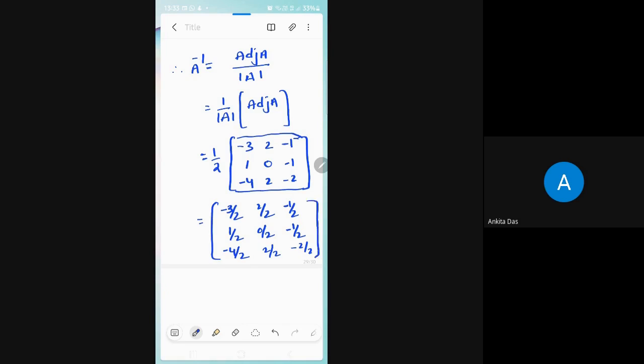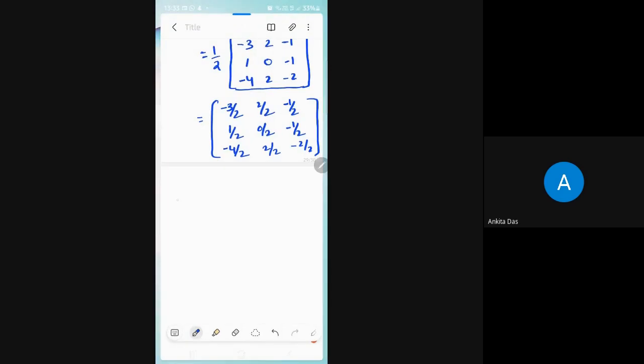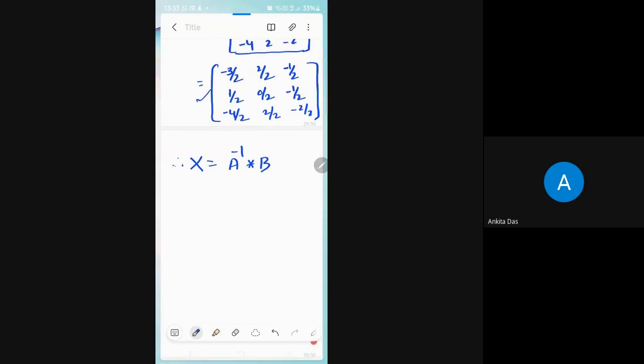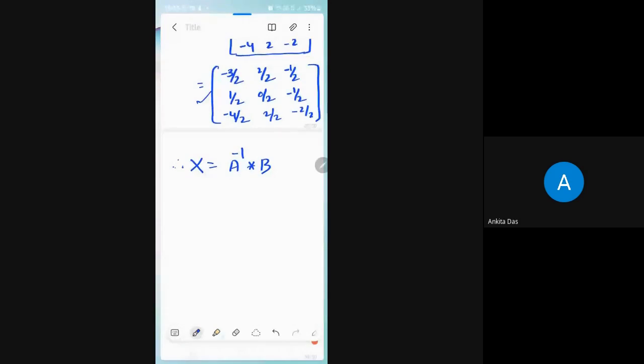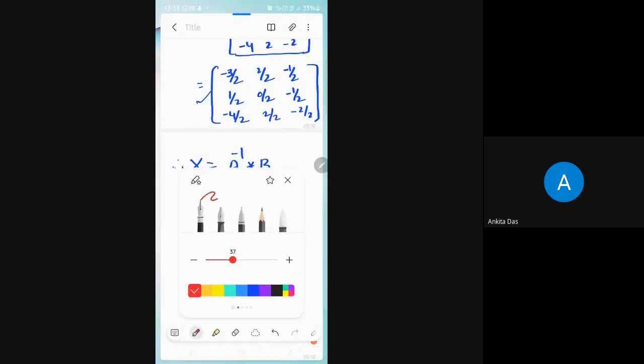Once you get A inverse, X is calculated by A inverse into B. This means this inverse matrix we need to multiply with the constants matrix. Now this is very easy.